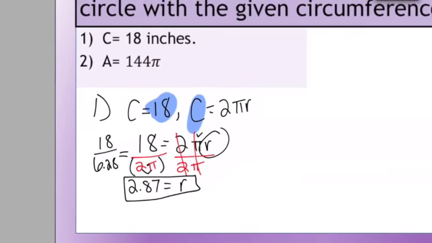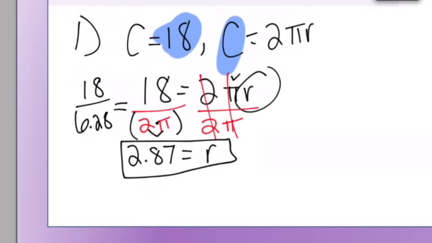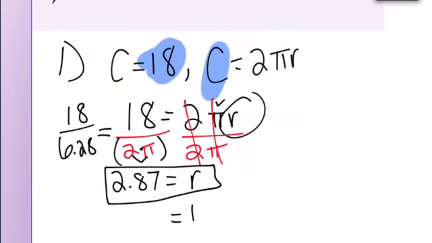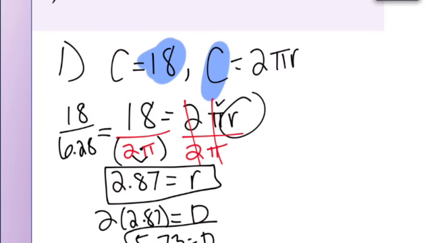So that's my radius. Now that I know the radius, how do I find the diameter? Well, the diameter is made up of 2 radiuses. So I'm just going to take whatever the radius is and multiply it by 2. That's going to give me 5.73. That's what I got for the diameter.